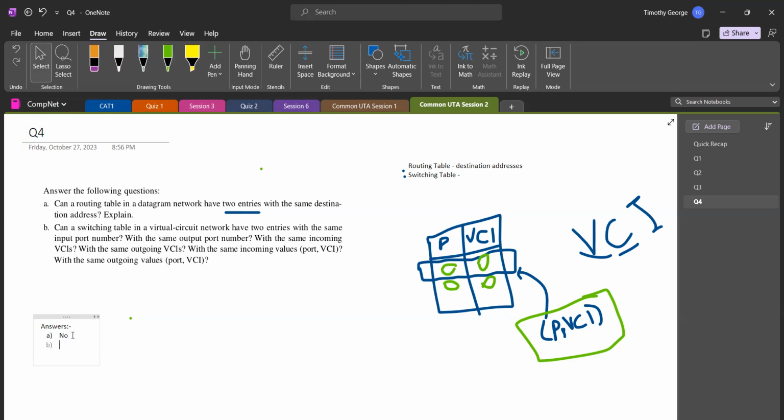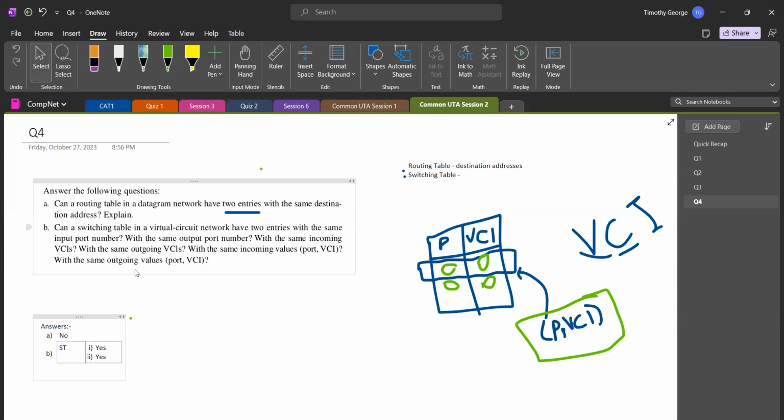For the B part, I write switching table. The A part is no. With the same output port number? Again, port number alone doesn't matter. No. With the same incoming VCIs, again it doesn't matter. What matters is the combination. So also a no. With the same outgoing VCIs, again no. So they're testing with the incoming and outgoing. With the same incoming port and VCI, it does matter.